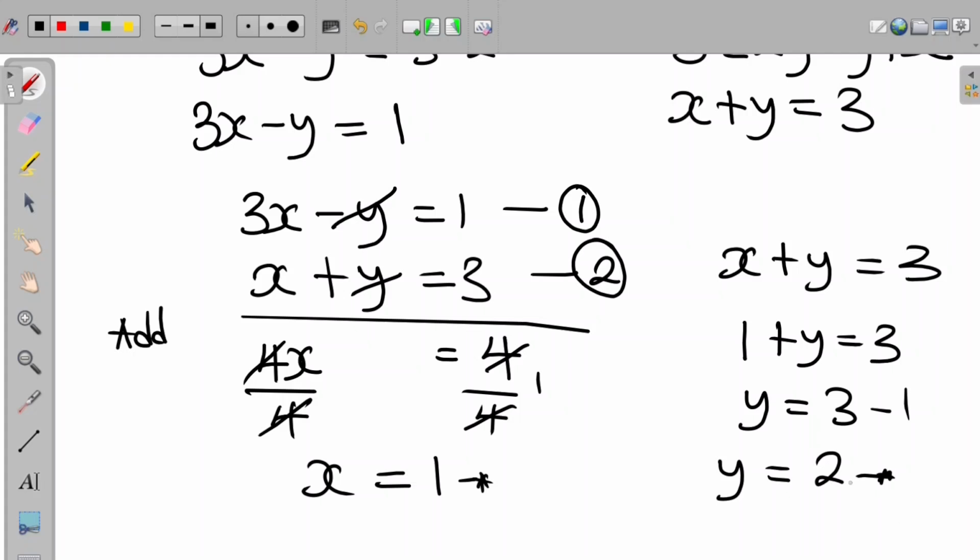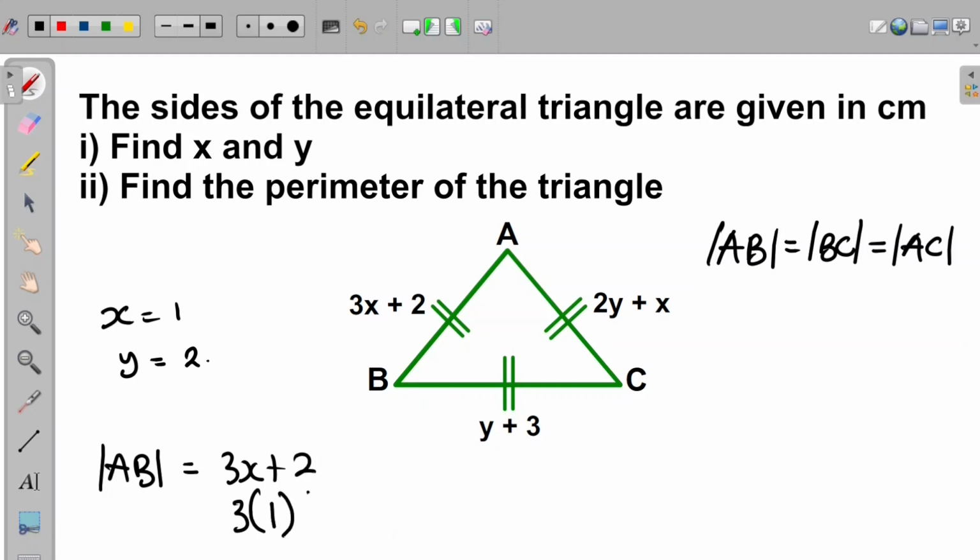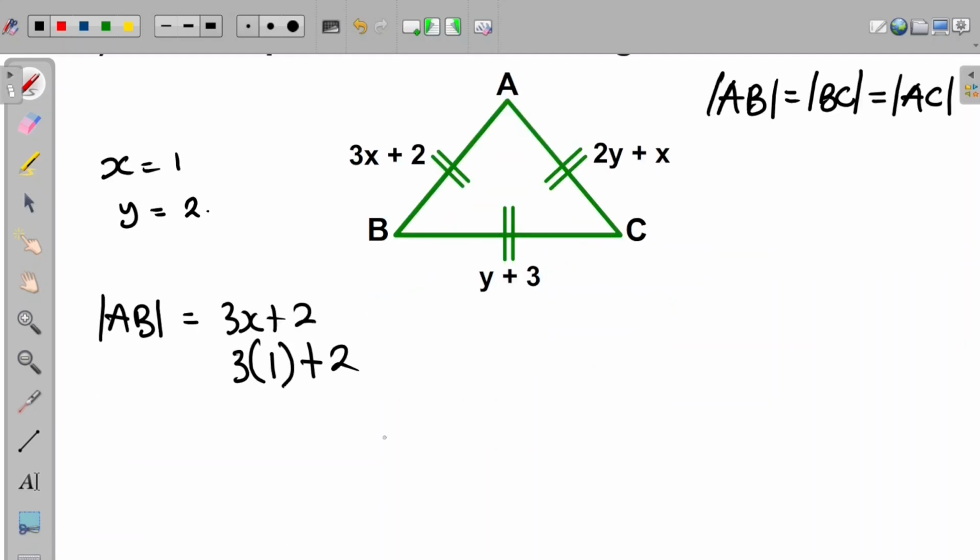Now let's obtain the perimeter of the triangle. So recall that x is equal to 1 and y is equal to 2. So for AB, we have it that this is 3x plus 2, and this is 3 multiplied by 1 plus 2. 3 times 1 is 3, 3 plus 2 is equal to 5.